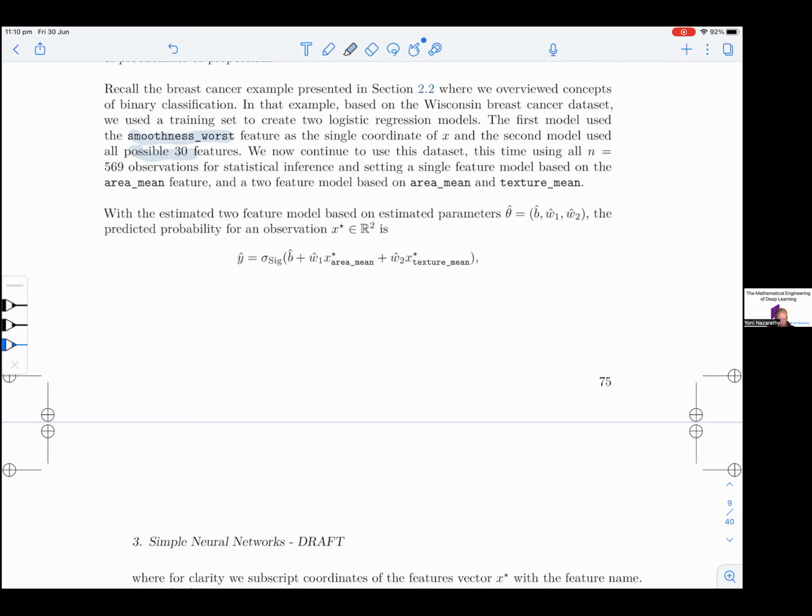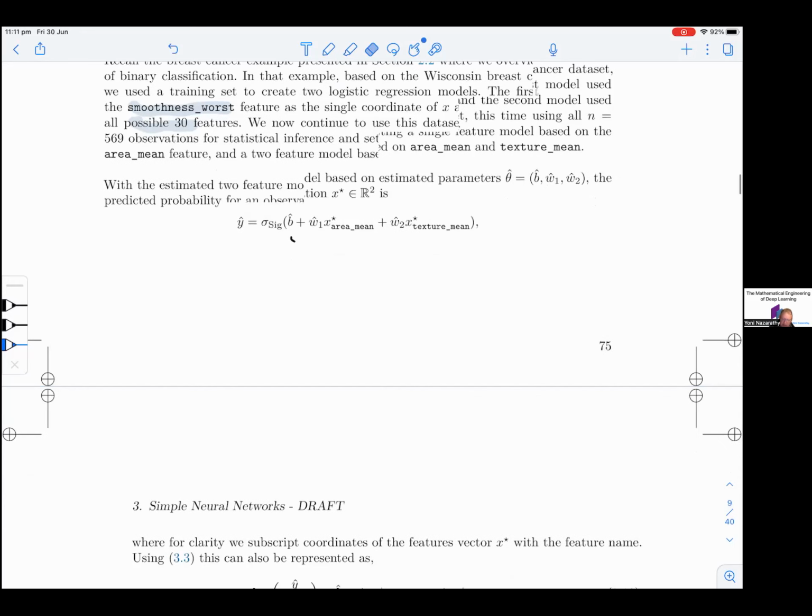With the estimated two-feature model based on estimated parameters theta hat, which is B hat, W1 hat, W2 hat, the predicted probability for an observation X star is the sigmoid applied to the intercept plus W1 hat times X star area mean, plus W2 hat times X star texture mean. Okay, so instead of using indices here, we're actually naming these features.